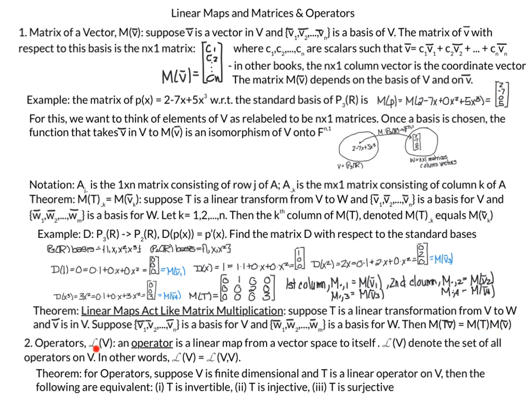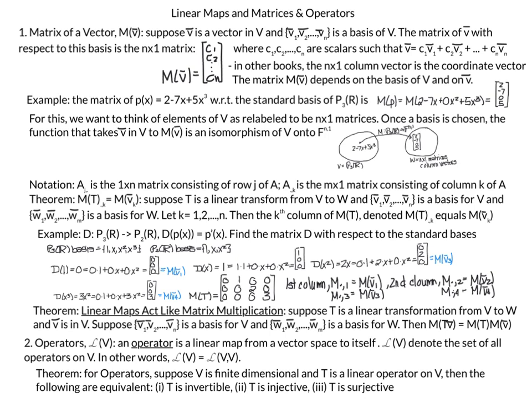Our last topic will be about linear operators. So an operator is a linear map from a vector space to itself. Our notation is the script L of V denotes the set of all operators on V. In other words, L of V is equal to the set of linear operators from V to V. And we have this theorem.